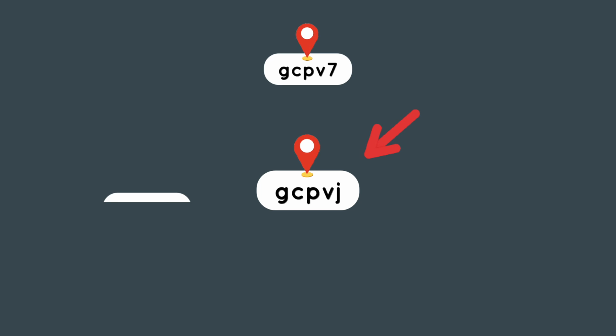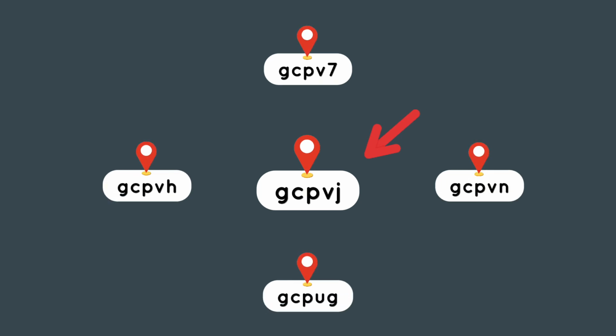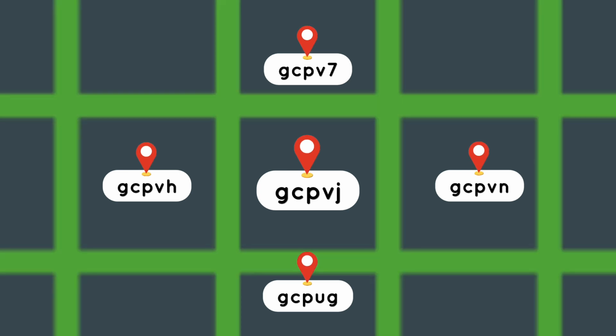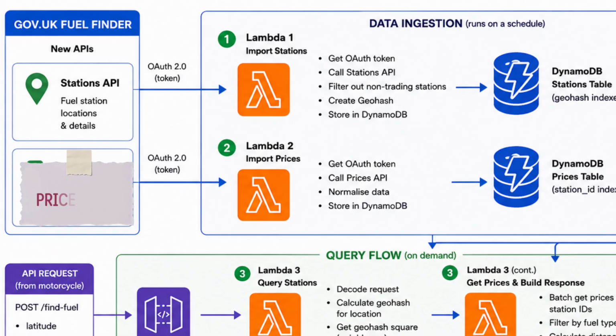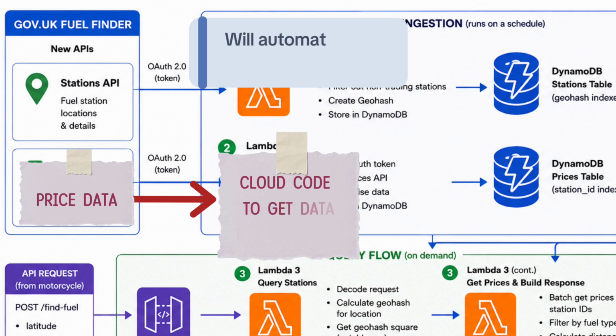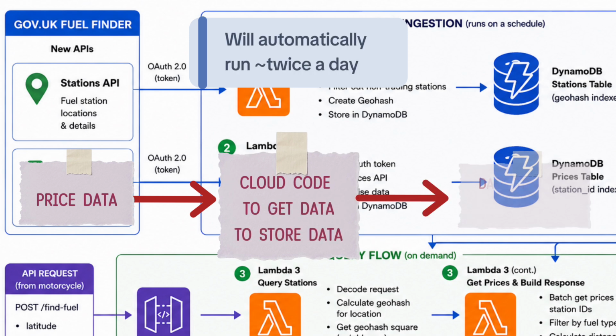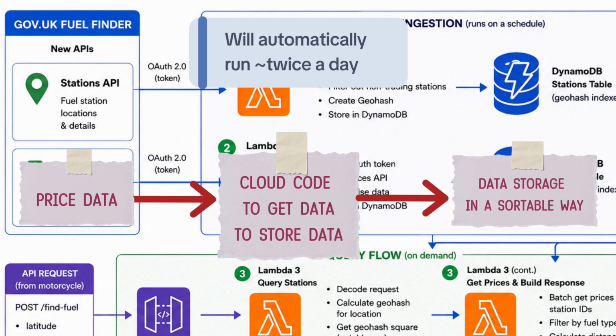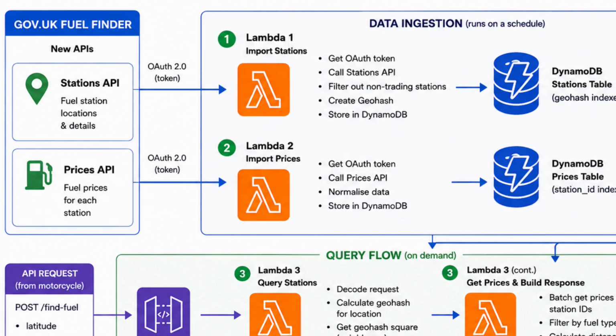I've put a very simple example on the screen. The center geohash is us, based on our longitude and latitude. Based on a very simple set of rules, I can predict which squares are north, south, east, and west of us. The price data is simpler. So we've got a price data API from the government. I've got to write some cloud code to get that price data and store it, but just store it in a sortable way so I can get cheapest first.